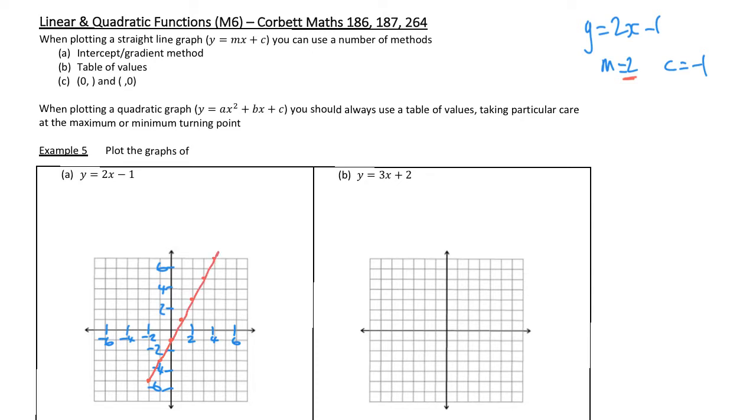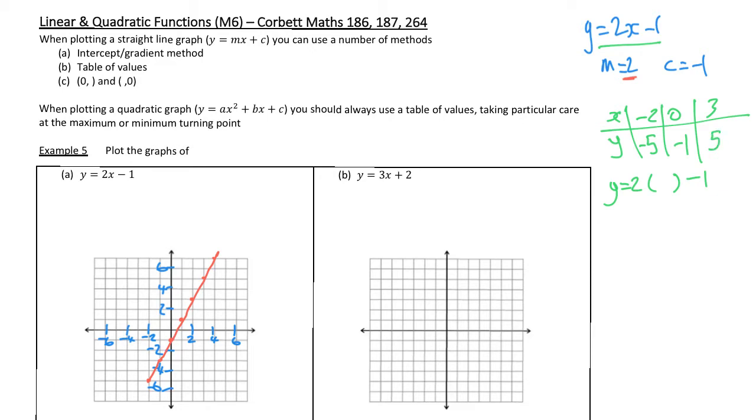So that was using the first method. We could have used the second method, which is the table of values. So for that, we get our x and y. If we substitute in different values, so we could pick -2, 0 and 3, say. And what we do is we substitute those x values into the equation. So that would be y equals 2 times your x value, take away 1. So whenever it's -2, 2 times -2 is -4, take away 1 is -5. When x is 0, 2 zeros are 0, take away 1 is -1. When it's 3, 2 threes are 6, take away 1 is 5.